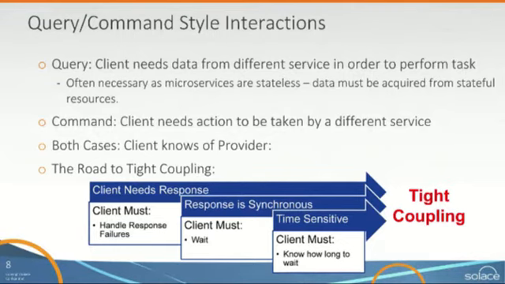Because the more the client needs to handle response failures, the more it needs to be able to wait and to know how long to wait. All of these aspects add logic to the invoking microservice, and that logic has nothing to do with its core function, its single-purpose aspect. It's all dealing with its responsibility over error scenarios happening downstream, and ultimately that leads to tight coupling.